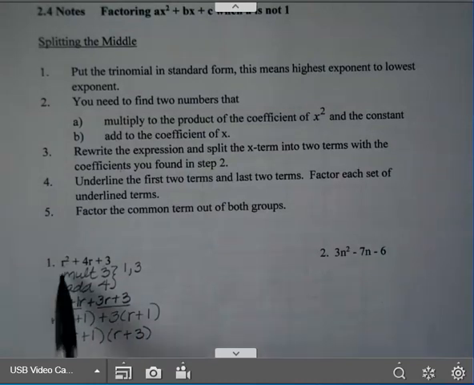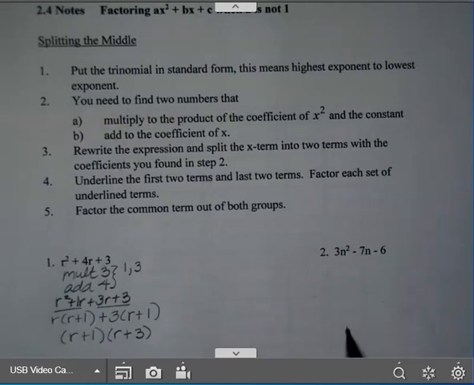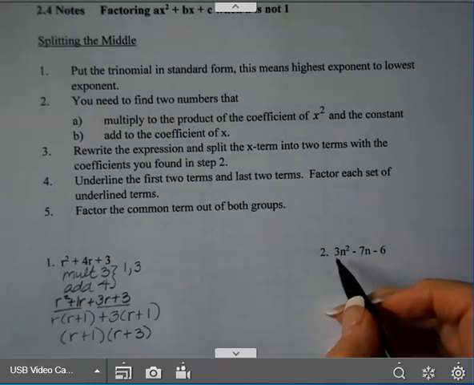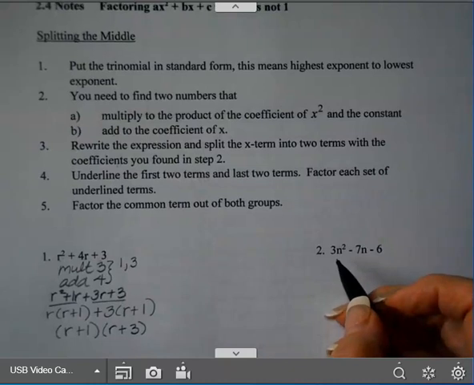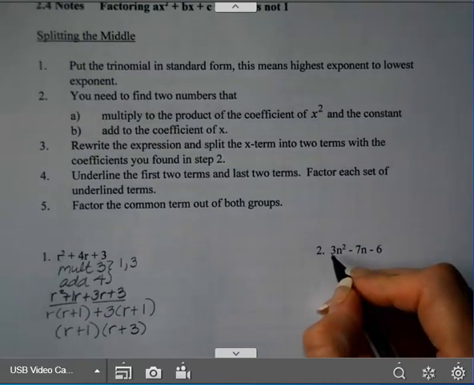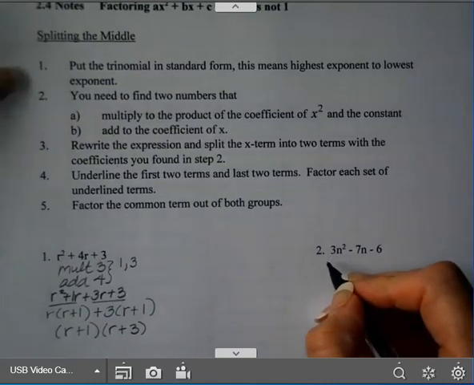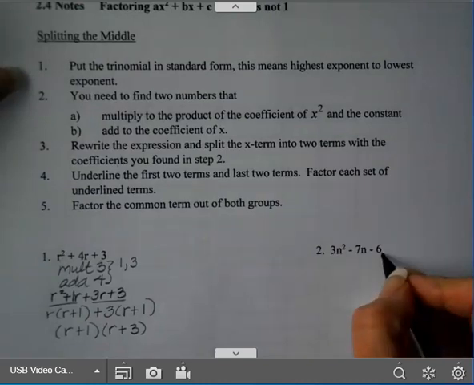I did that with a leading coefficient of 1. It also works when your leading coefficient is not 1. So let's look at example 2. You're going to put it in standard form, highest exponent to lowest exponent. It is. There is no greatest common factor.